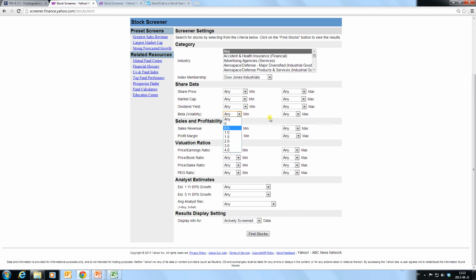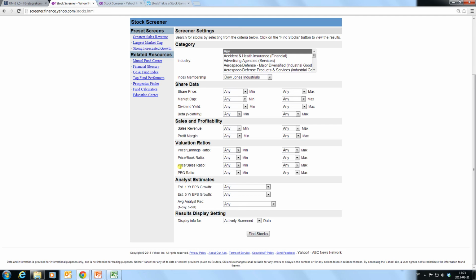market would go down. I can also look at some sales and profitability values, but the ones I'm going to focus on now is the valuation ratios, because I don't really know that much about companies in the US. So what I could do is I could use some of these: the price-earnings ratio, the price-to-book ratio, the price-to-sales ratio, or the PEG ratio.